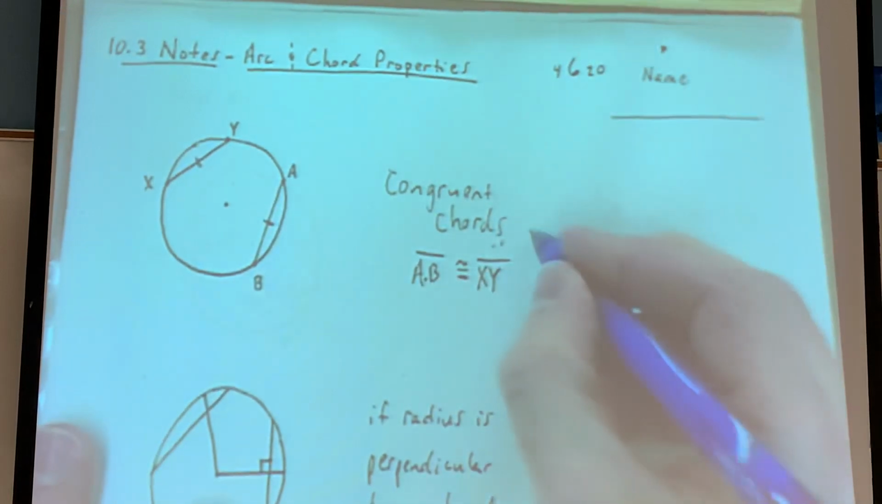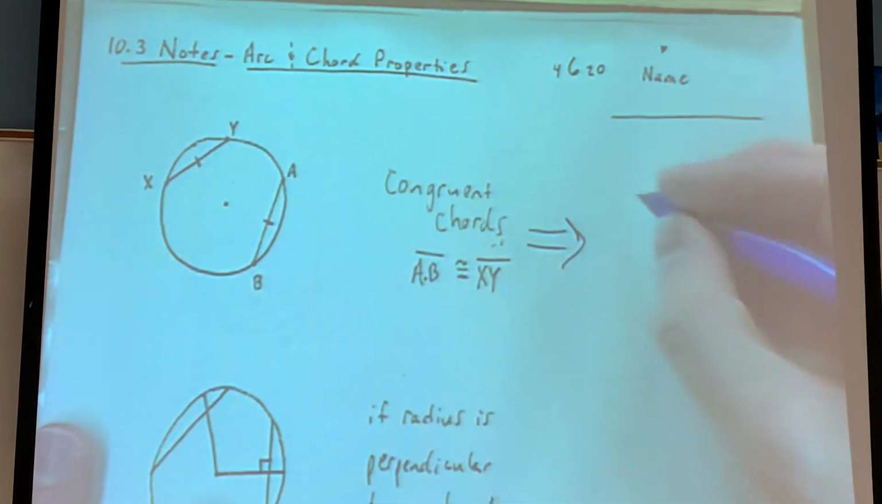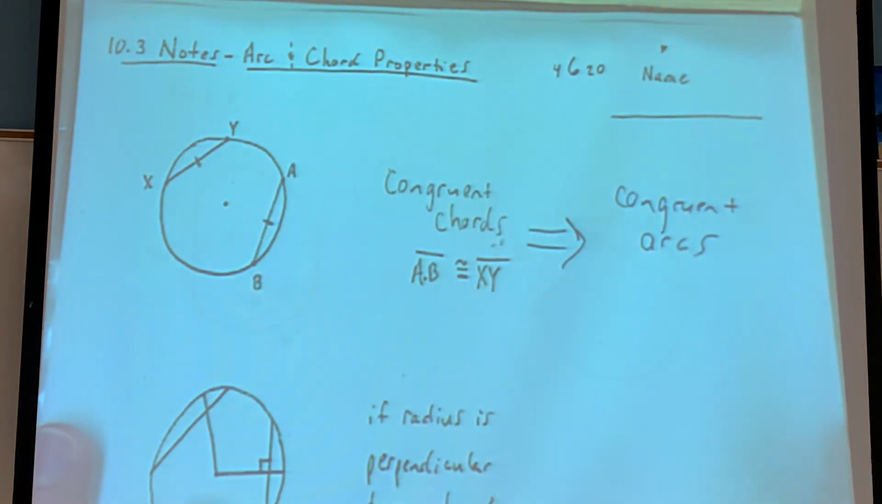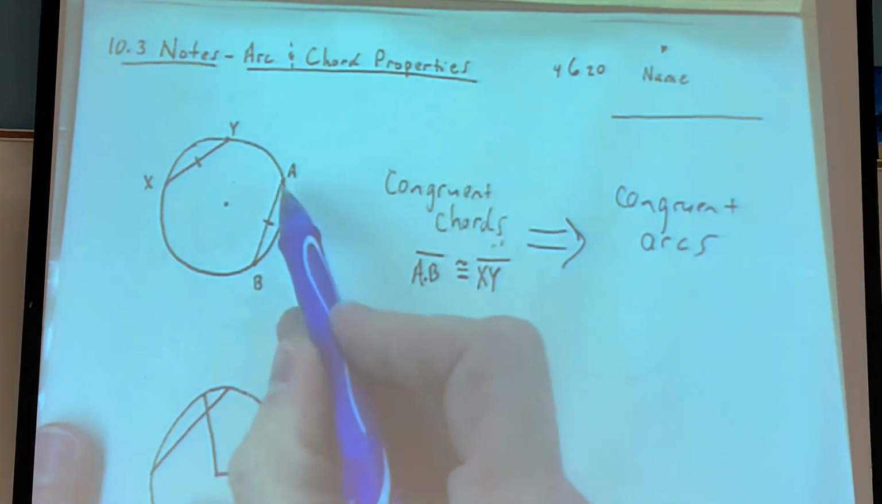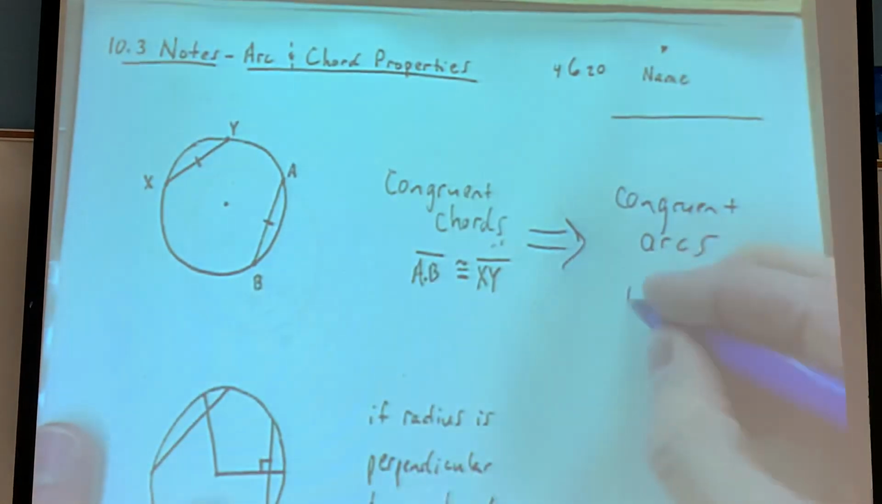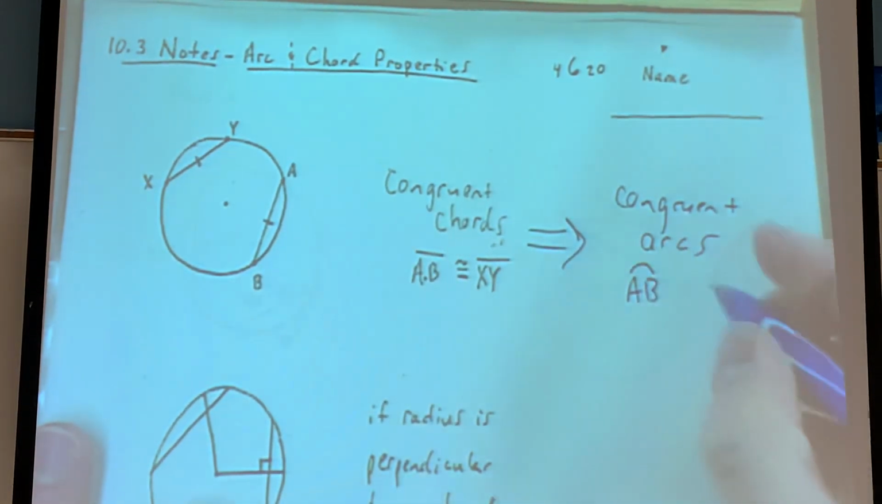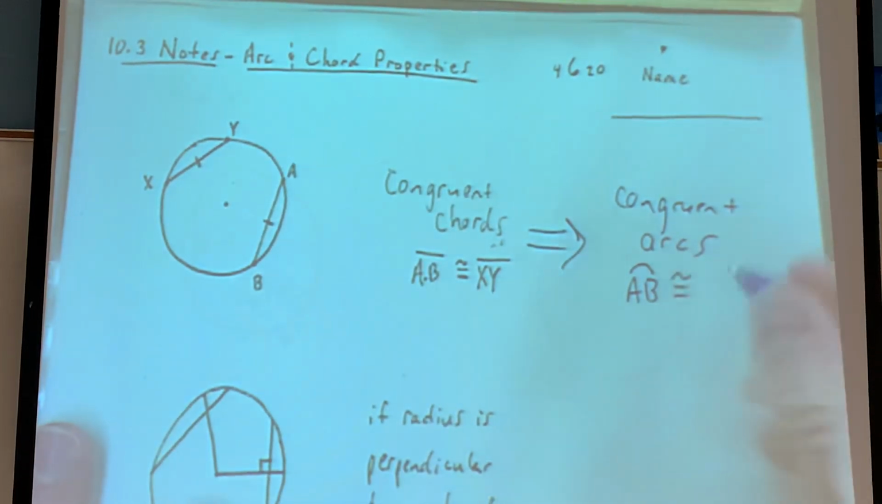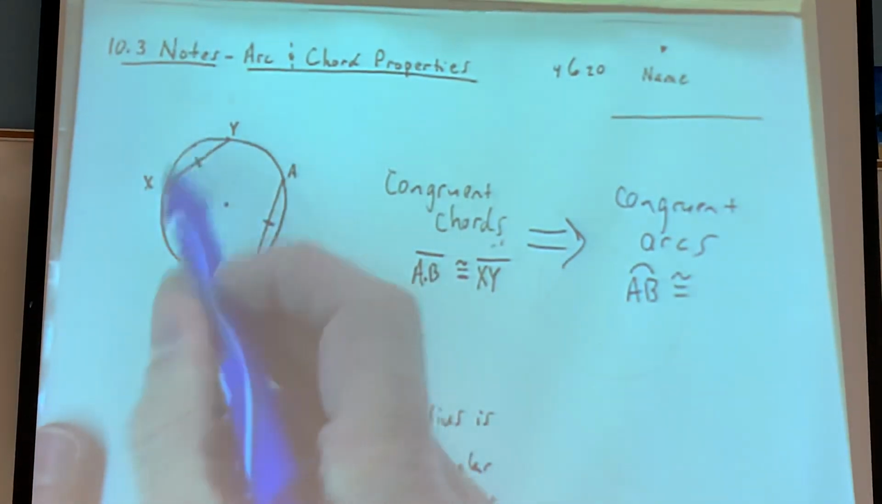So if you have congruent chords, then you have congruent arcs. And remember, the way you name or write an arc are the endpoints with the arc symbol. That would be a congruent arc to XY.